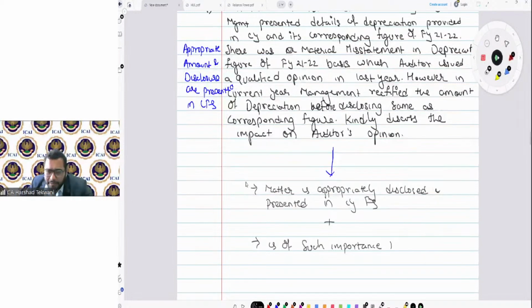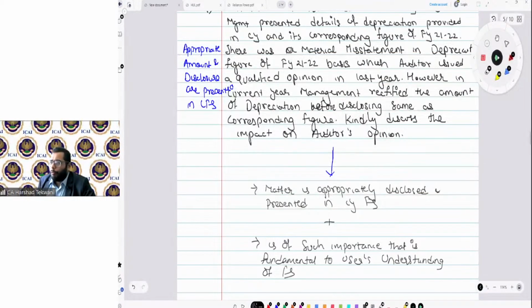that it is fundamental to users' understanding of FS. Now you might have a question: how can I establish the second point? How can I say it's of such importance that it is fundamental to the user's understanding?